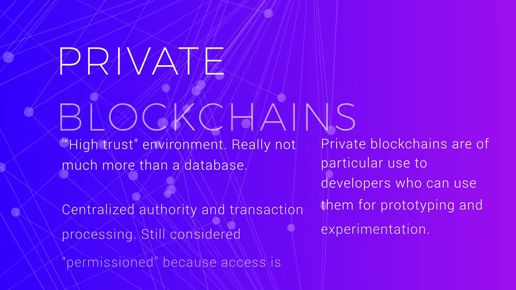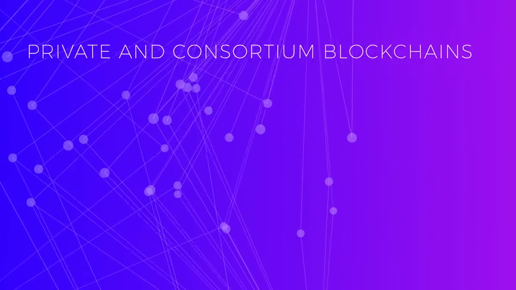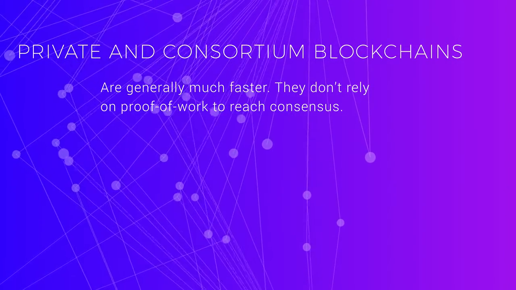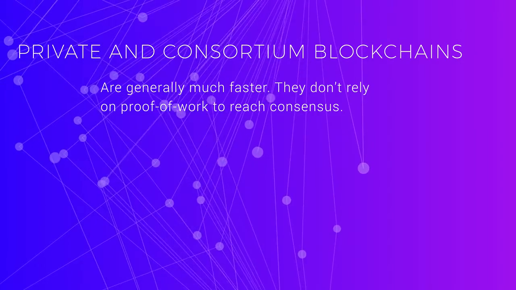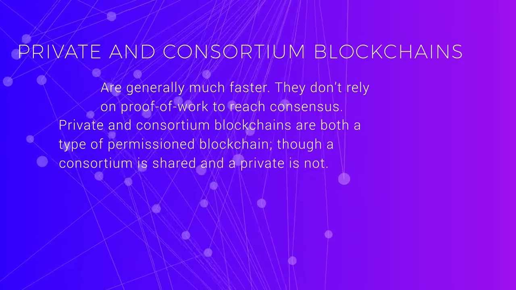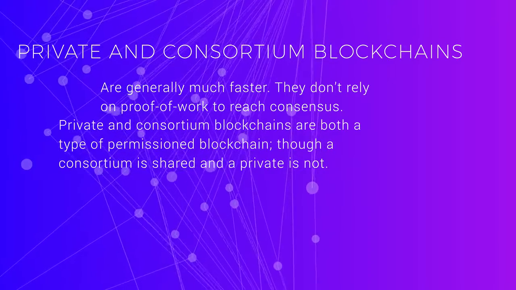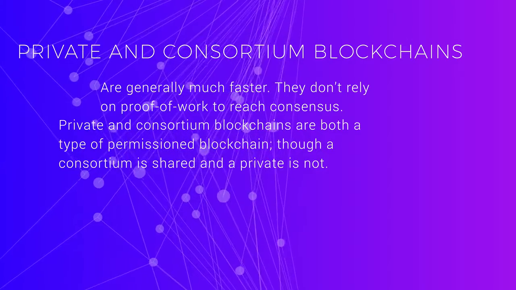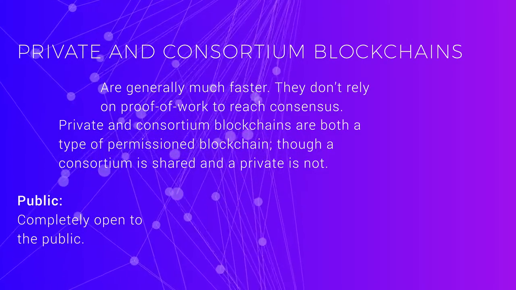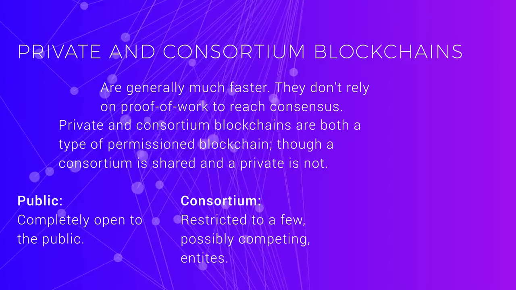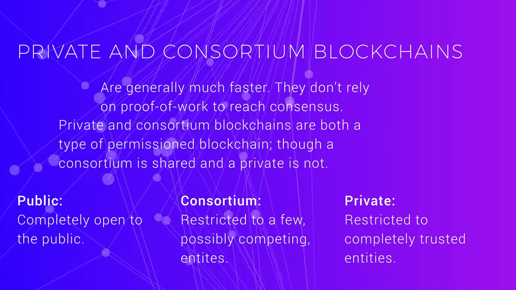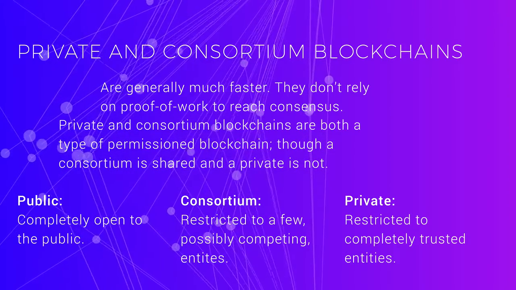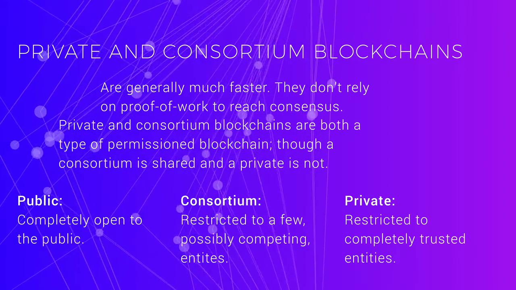Note that the performance of private and consortium blockchains are often much better because they don't rely on proof of work to establish consensus. Their environment is more trusted. Consortium blockchains are sometimes called shared permission blockchains, and private called permissioned blockchains. That's just something to note. The key thing to know is that one is completely open and public, one restricts to a few possibly competing entities, and the last to a few or one trusted entity. Public, consortium, and private. Now that you know the 3 main infrastructures of blockchain, we can talk about blockchain interoperability.